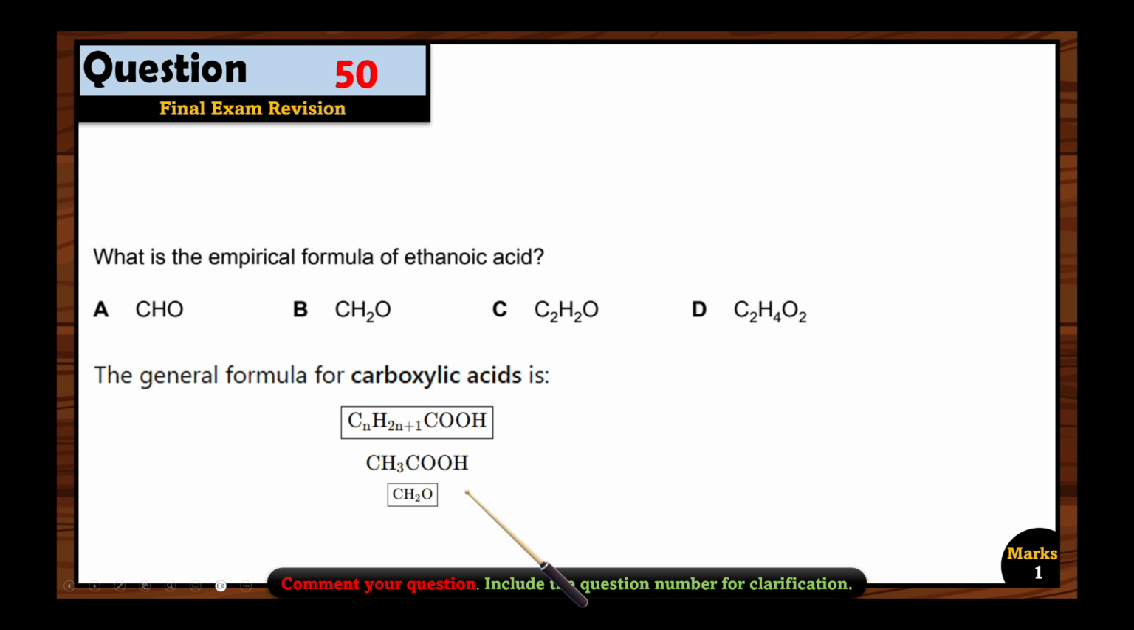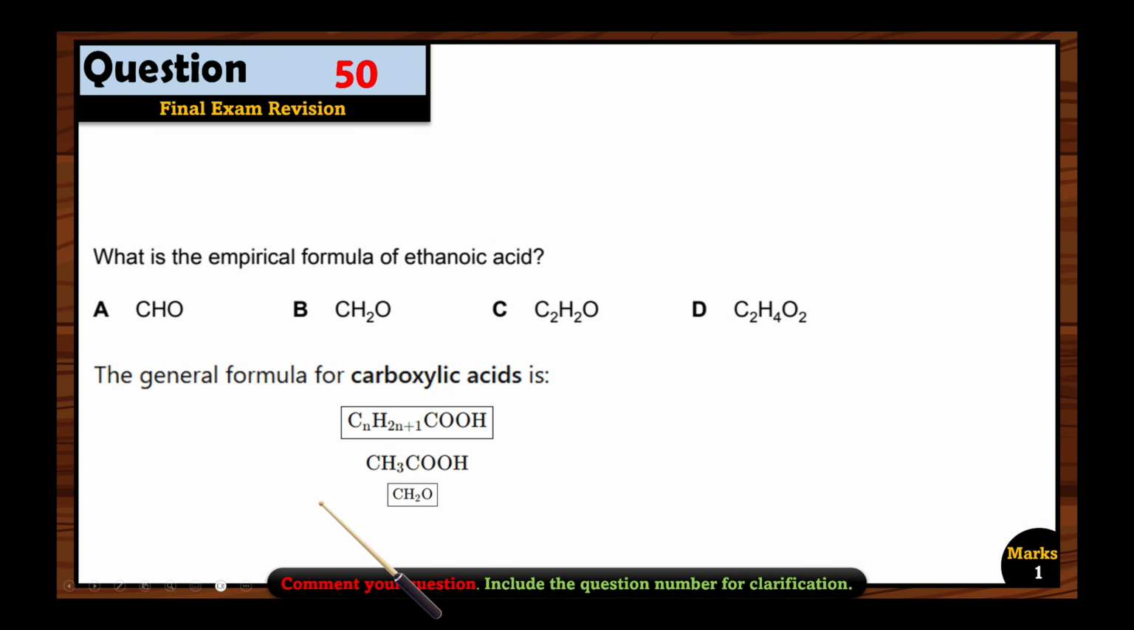Now let's see what will be the empirical formula. This is the molecular formula. They are asking you about the empirical formula, so you have to make it short. How many carbon do we have? 2. How many hydrogen? 4. And how many oxygen? 2. So all are even numbers, so we can make them shorter.